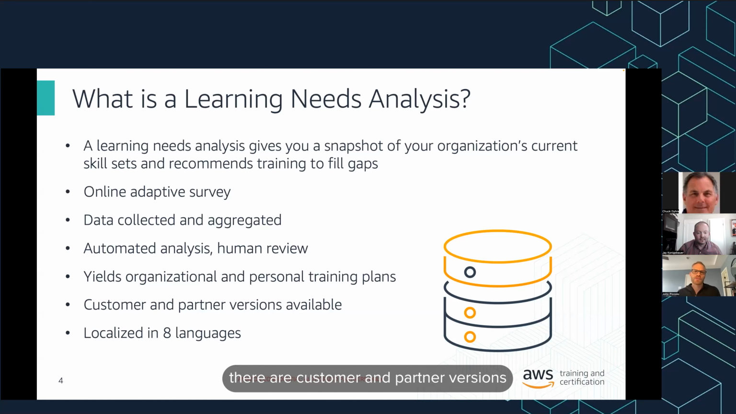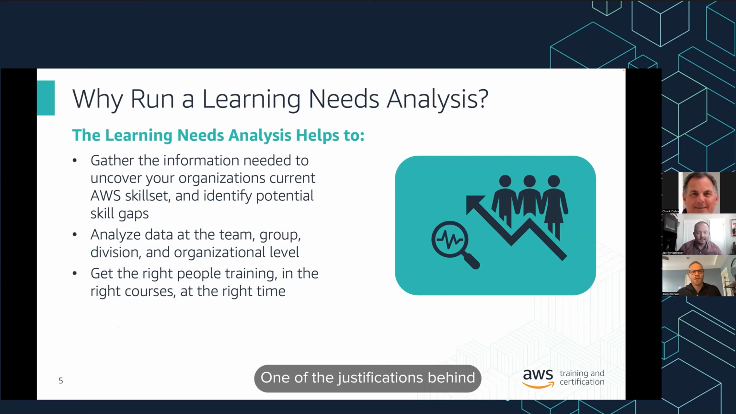And so there are customer and partner versions that are available. And the nice thing about the learning needs analysis is that it is localized across 8 languages. So it has incredible scope and breadth for our customers to be able to consume and solve their learning needs. One of the justifications behind the learning needs analysis is really straightforward, right? Being able to ultimately uncover your organization's skill set and identify shortfalls is really what the tool is intended to do. And we'll talk more about why that's really important.